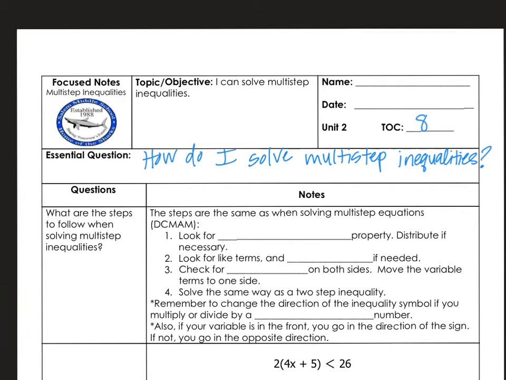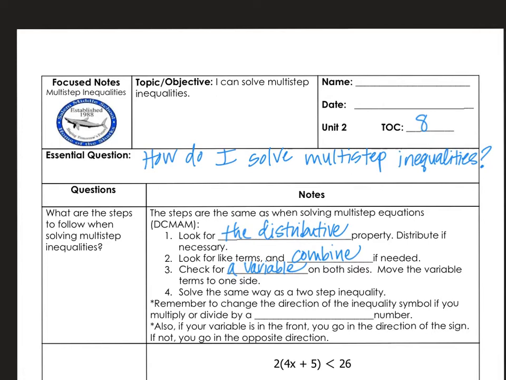So first, you want to look for the distributive property, and distribute if necessary. Then look for like terms and combine if needed. Then check for a variable on both sides. Move the variable terms to one side. We typically move the smallest variable. Solve the same way as a two-step inequality.